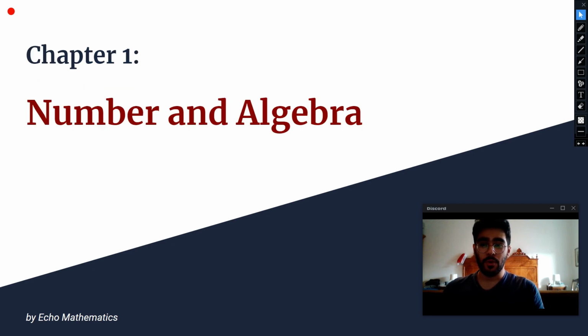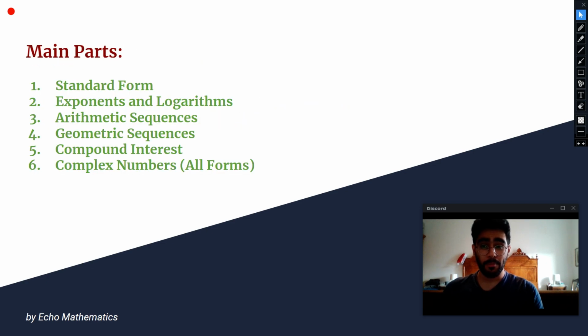Okay, chapter 1, number and algebra. Let's see what are the main parts that we would like to cover here and know for sure. We have standard form, exponents and logarithms, arithmetic sequences, geometric sequences, compound interest, and complex numbers, all forms. Well, the complex numbers, maybe even a few other parts of these subparts, are especially for high-level students, but overall, again, this is for fundamentals of mathematics, so it's for everyone basically.